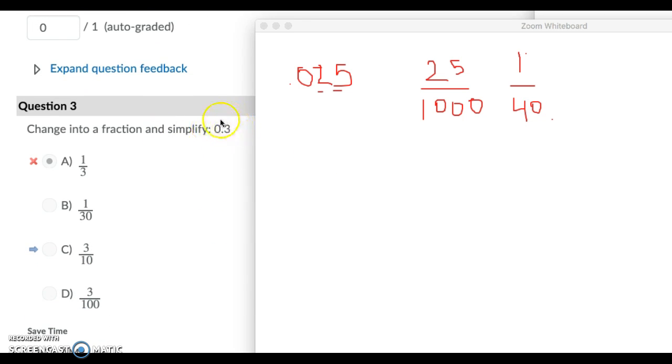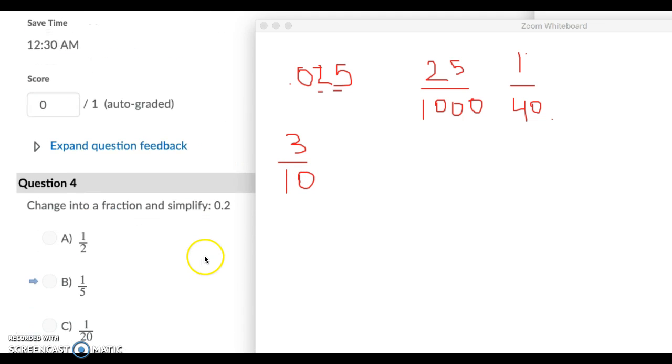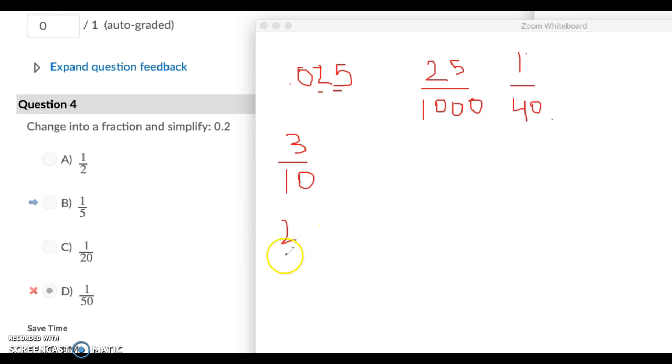The next one is similar, so this is going to be in the tenths place, so it's going to be 3 over 10, since 3 is in the tenths place. So whatever the last number is, same here, it's going to be 2 tenths, which then simplifies, they're both divisible by 2, which gives you 1/5.